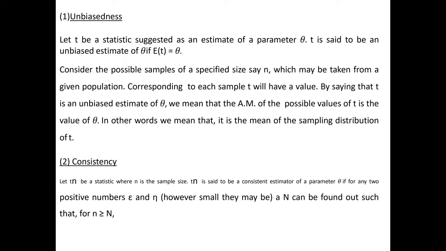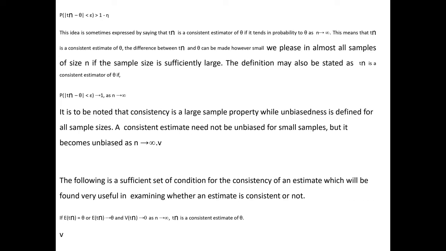The second property is consistency. Let Tn be a statistic where n is the sample size. Tn is said to be a consistent estimator of a parameter theta if for any two positive numbers epsilon and eta, however small they may be, a capital N can be found such that for n greater than or equal to capital N, probability of modulus of Tn minus theta less than epsilon is greater than 1 minus eta.